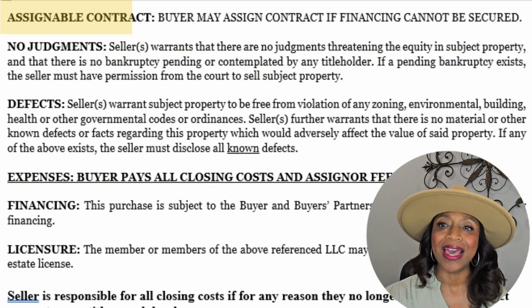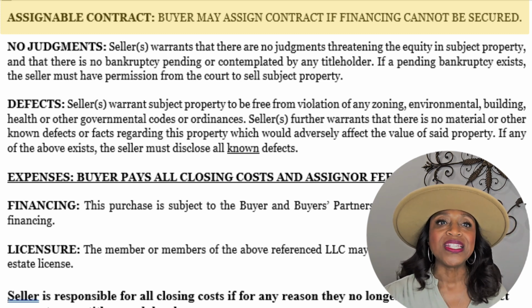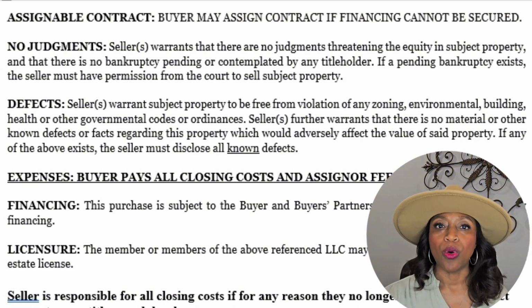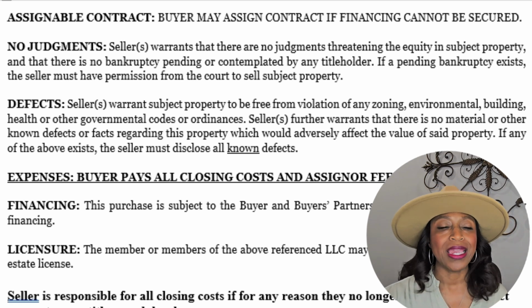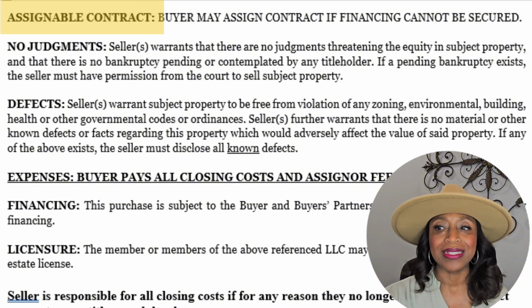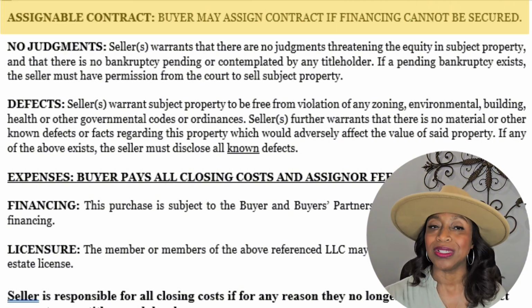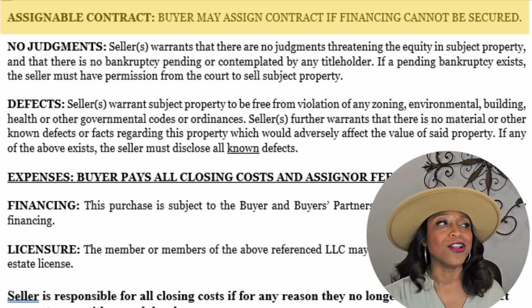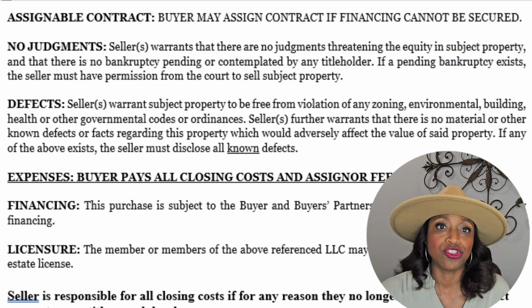The next topic is where I'm assigning the contract. It says assignable contract. Buyer may assign contract if financing cannot be secured. So this is my way out, so to speak. Although I'm saying that I'm going to buy the property above, if something should happen where I cannot sell it through an investor, this is my out. Buyer may assign contract if financing cannot be secured. So either I'm going to assign the contract over to someone or attempt to get financing. And of course, we already know that I'm not going to attempt to get financing unless I actually want to purchase the property.